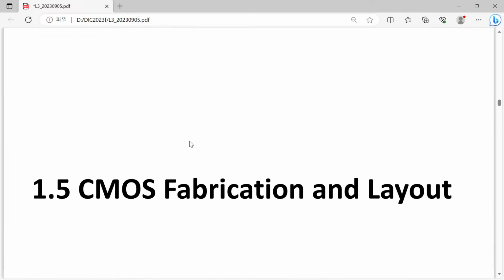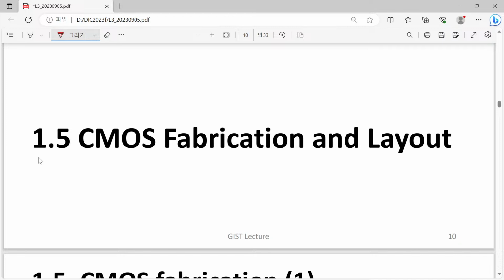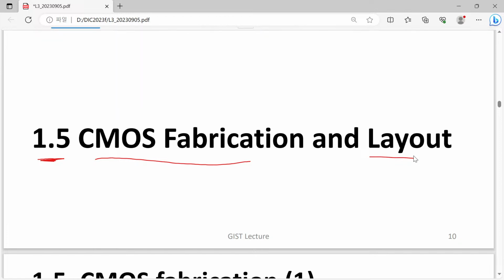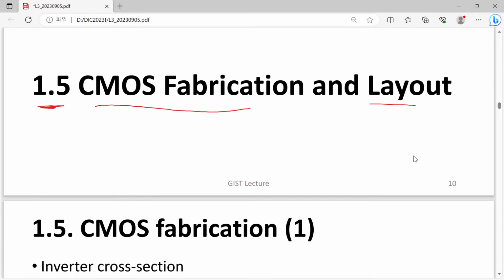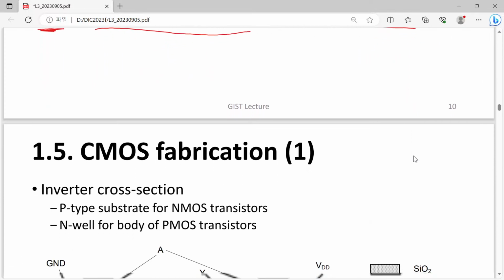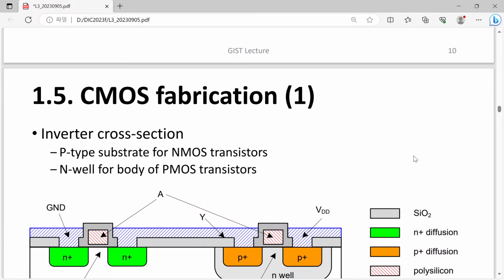Then also, unfortunately, this long chapter 1 contains discussions about how you can fabricate the CMOS device and how you can lay out our CMOS circuit. So I will also talk about this content. So this is a long introduction. We have many slides taken from our textbook, but let me just quickly cover this one.